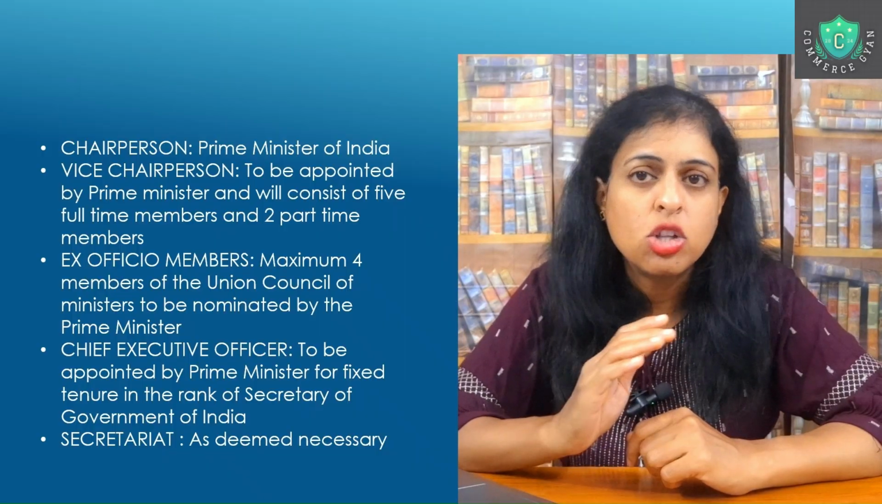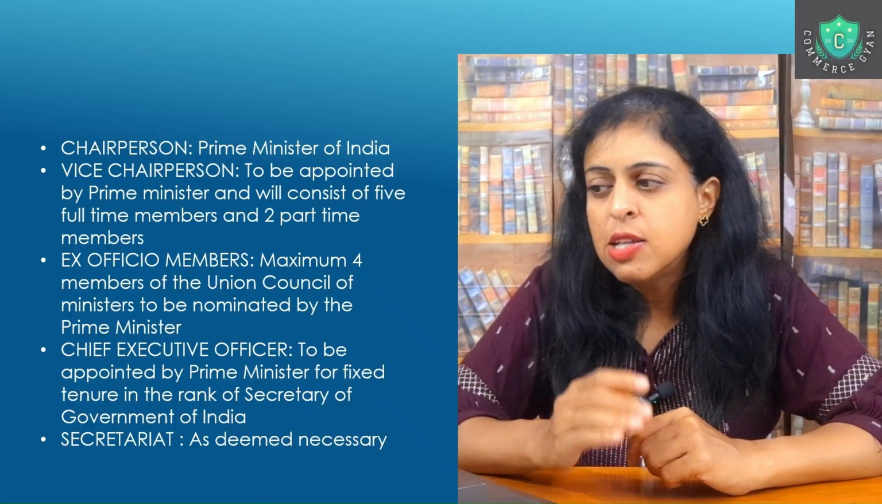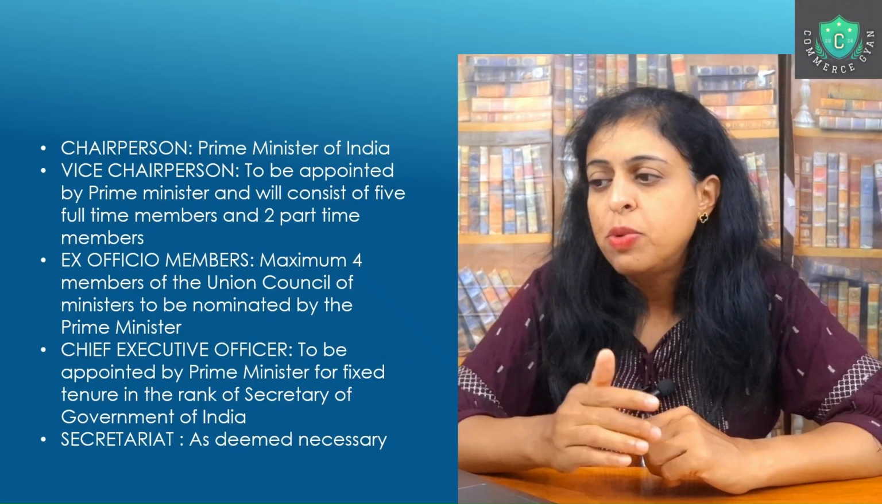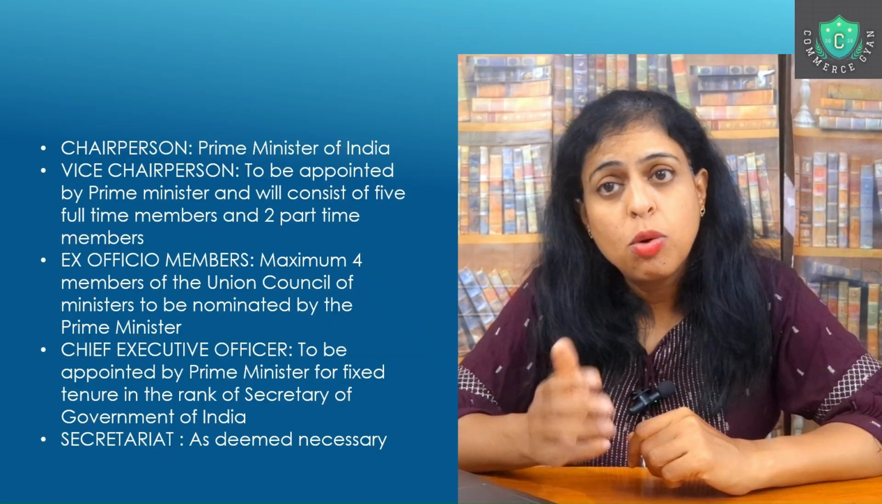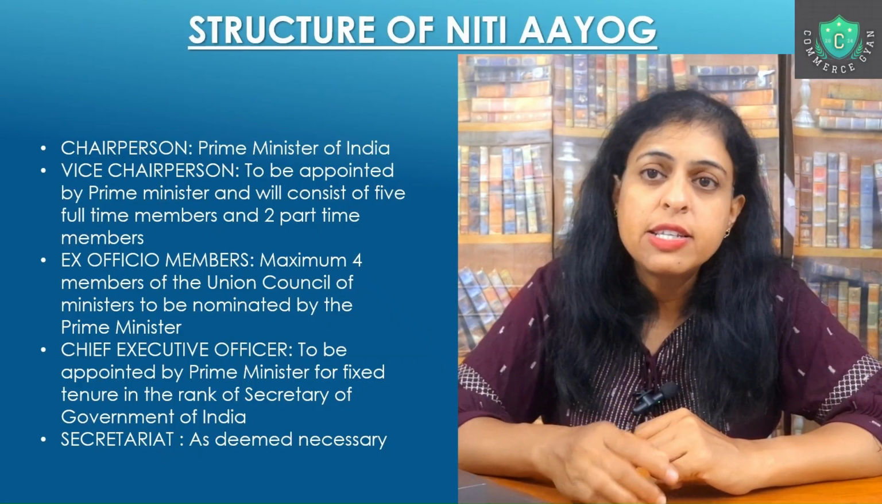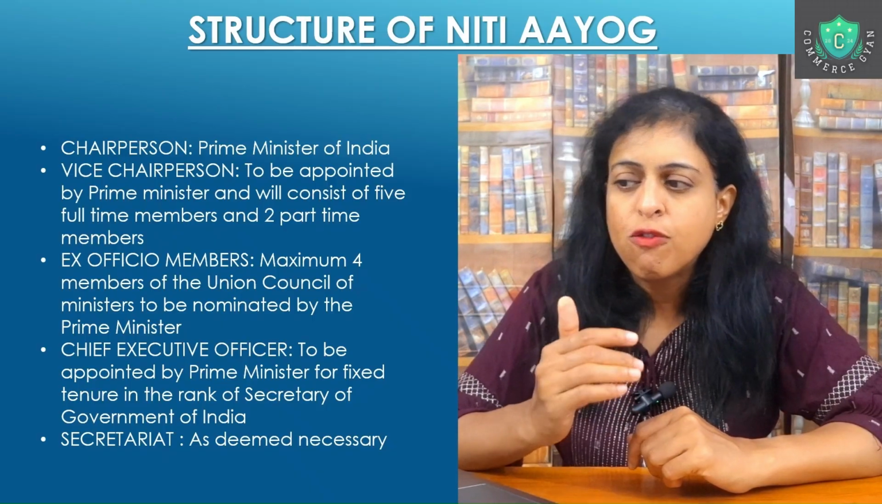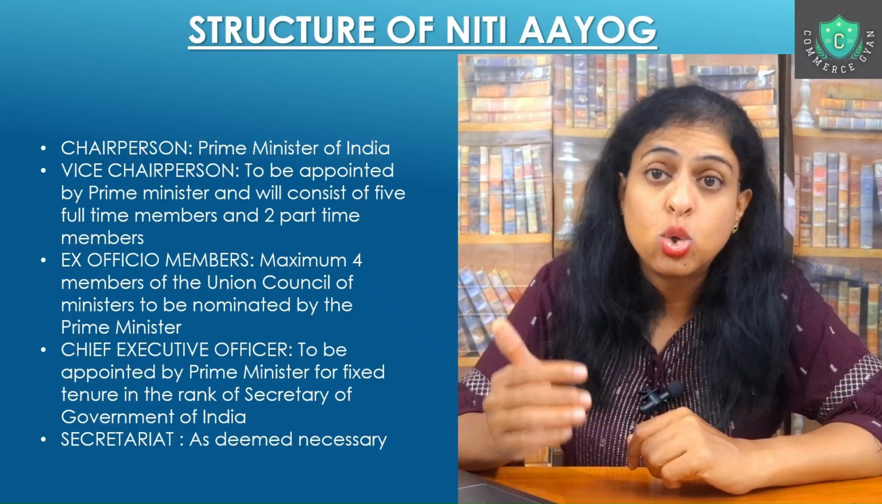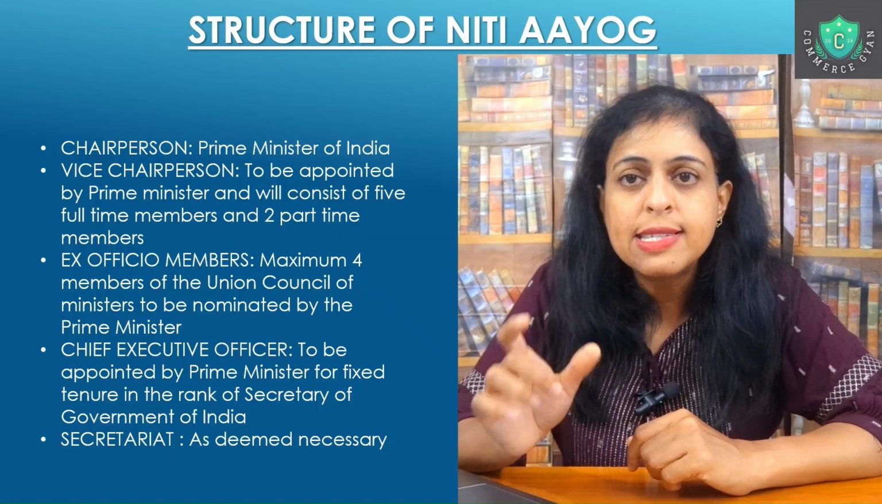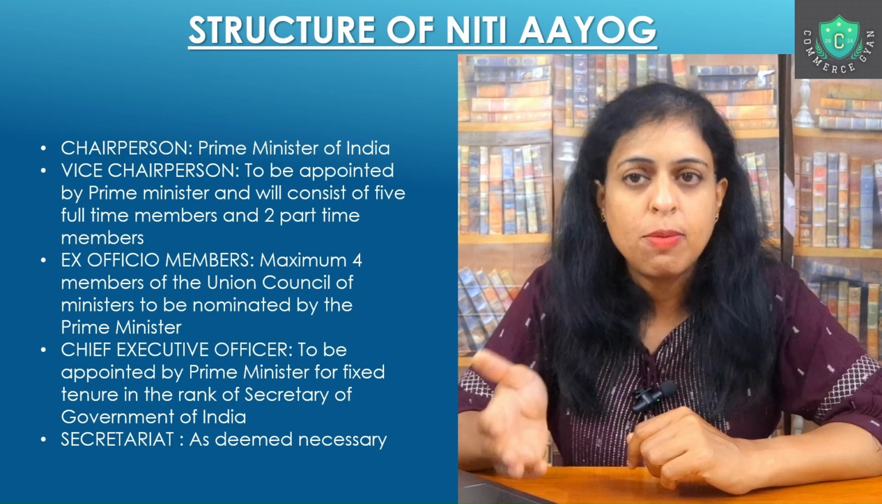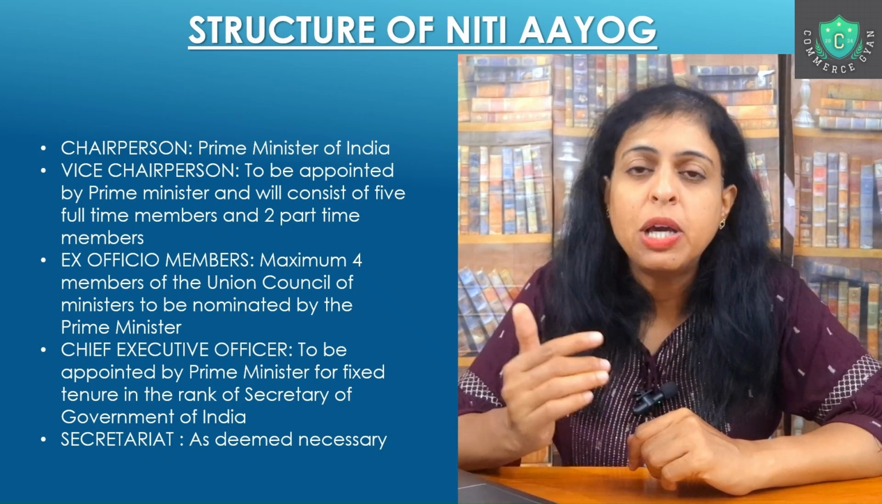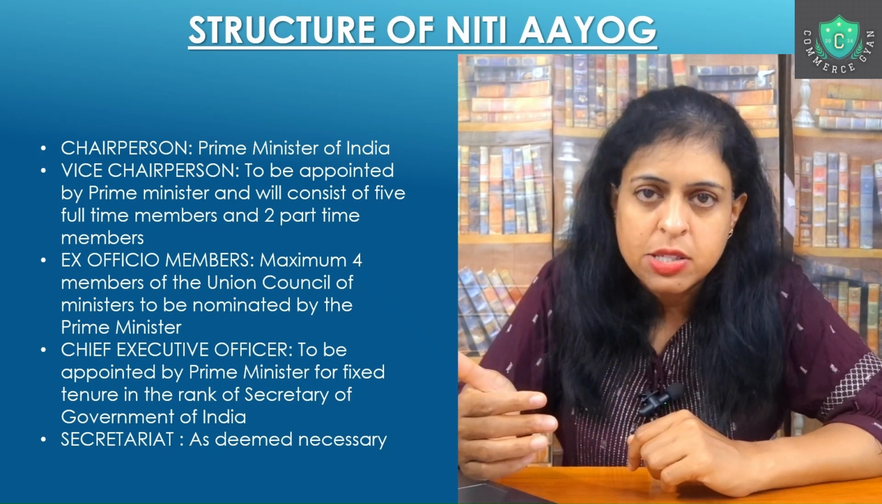The head of NITI Aayog would be the Prime Minister, the chief person or the chairperson. Second is the vice chairperson, to be appointed again by whom? The Prime Minister. So the Prime Minister only will decide who would be the vice chairperson, and they will consist of 5 full-time members and 2 part-time members. So total 7 members as vice chairpersons, but they too would be appointed by the Prime Minister.